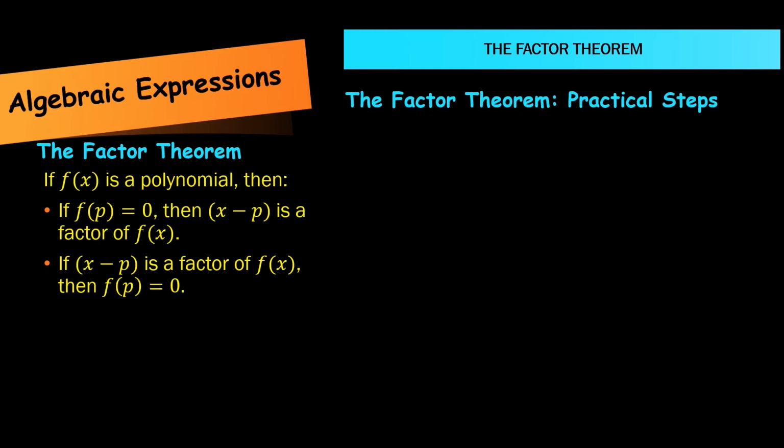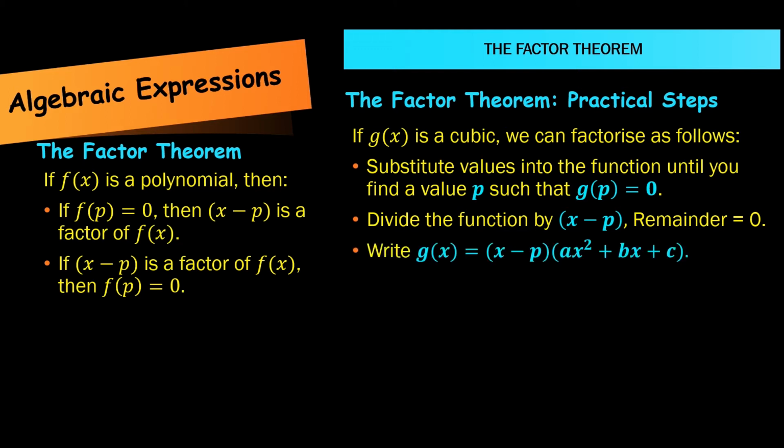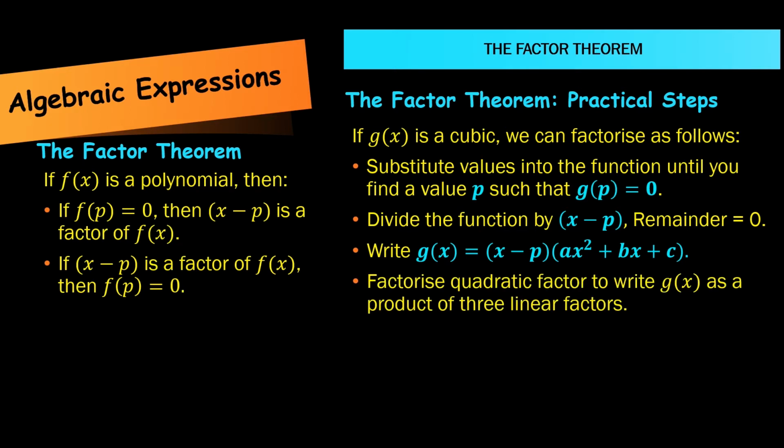Let's see how we can apply the factor theorem practically. So if g of x is a cubic, we can factorize it as follows. Substitute the values into the function until you find a value of p such that g of p equals 0. Divide the function by x minus p. The remainder is equal to 0. Then write g of x equals x minus p times a quadratic. And finally factorize the quadratic factor to write g of x as a product of three linear factors.